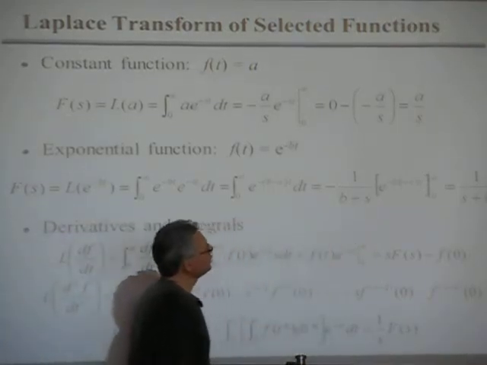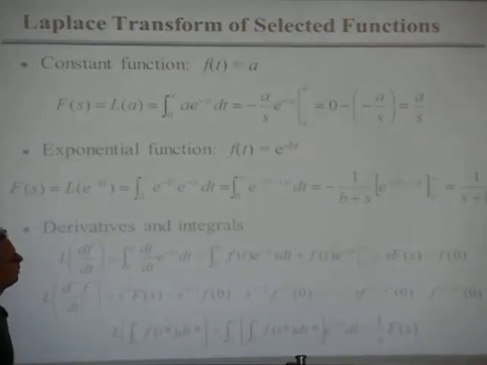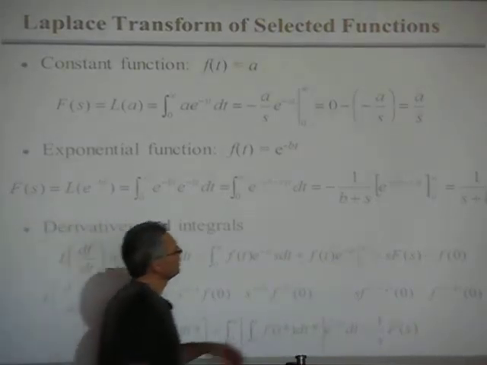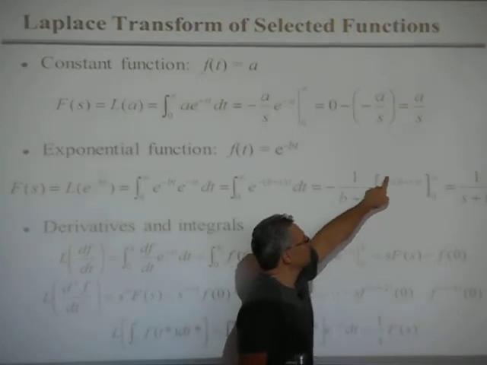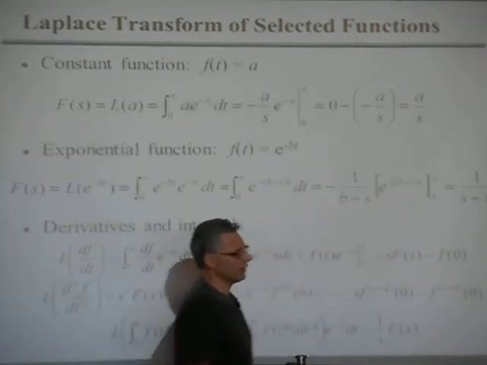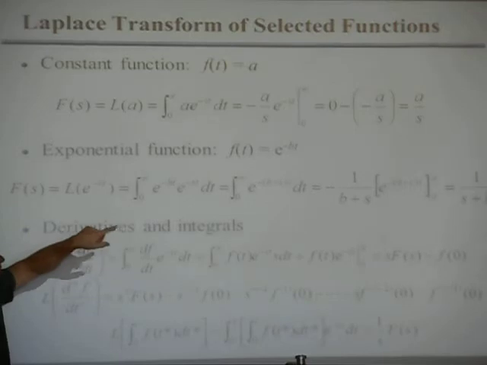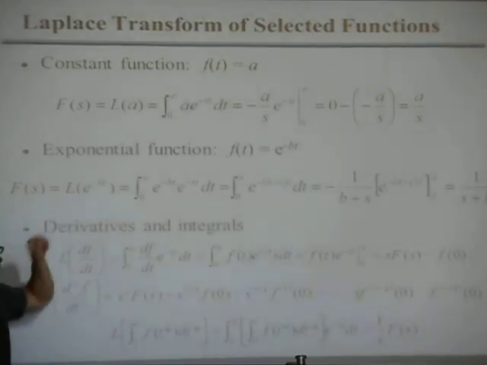If you evaluate the two limits, the upper limit again will be 0. And the lower limit will evaluate to this thing evaluated 0 is 1, two minus signs, just like that, and you get 1 over s plus b. Okay? So it's kind of weird, right? You take a Laplace transform of an exponential function in the Laplace domain, it's 1 over s plus b, where b is the exponent of the exponential. Okay?